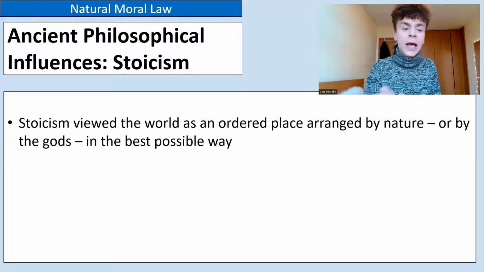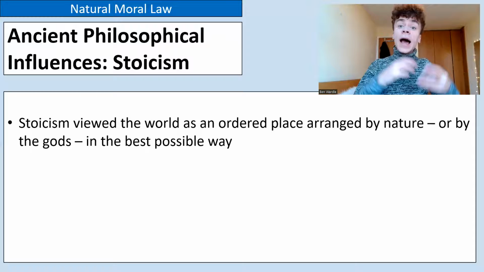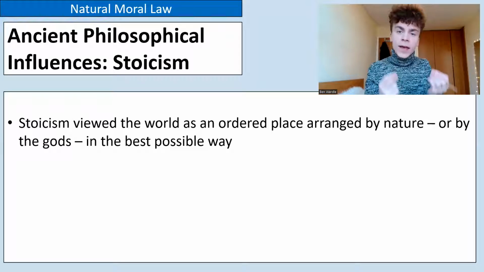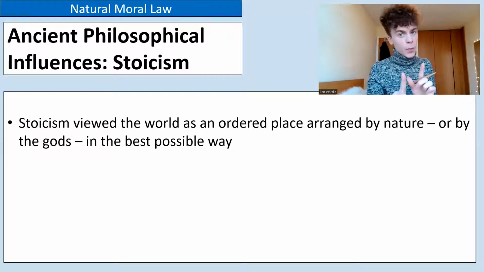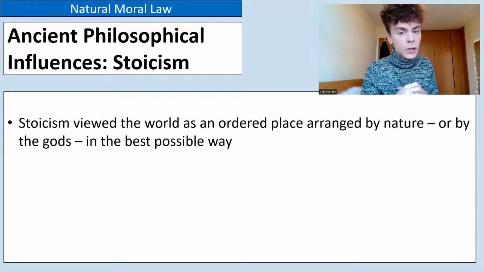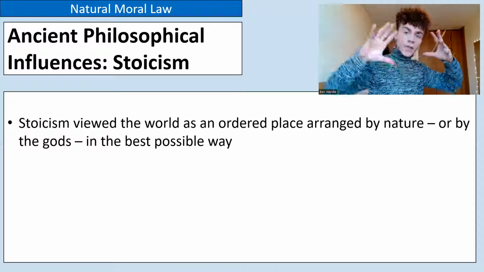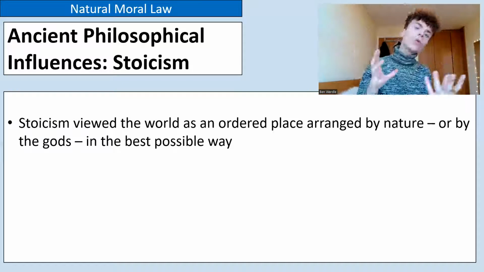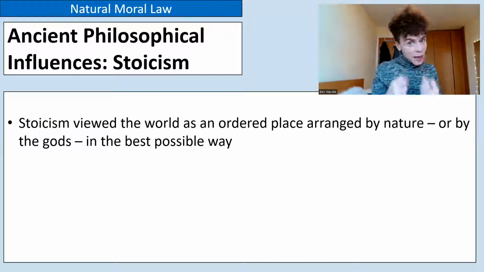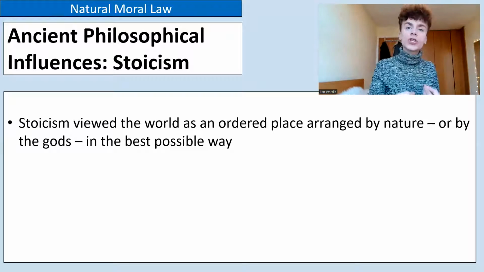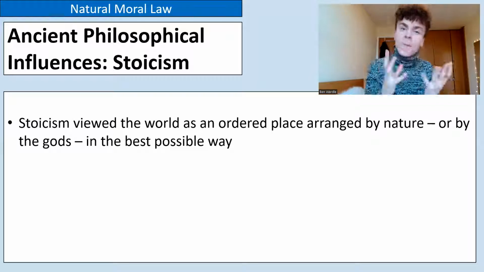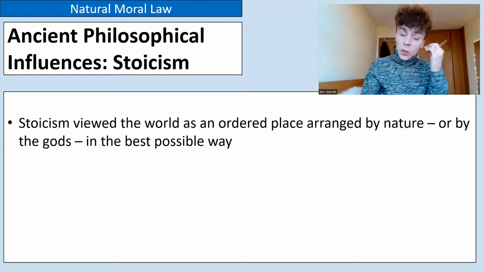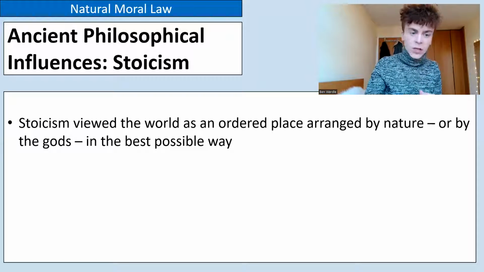He was also influenced by a school of thought known as Stoicism, which has actually had a real resurgence in recent years. Now, Stoics viewed the world as an ordered place arranged by nature, and this is very important for our understanding of natural moral law. It's the idea that there is a sense of order and that things are ordered by nature, that nature tells us about how we should conduct ourselves, about the right thing to do in the best possible way. So it is an ordered place arranged by nature.